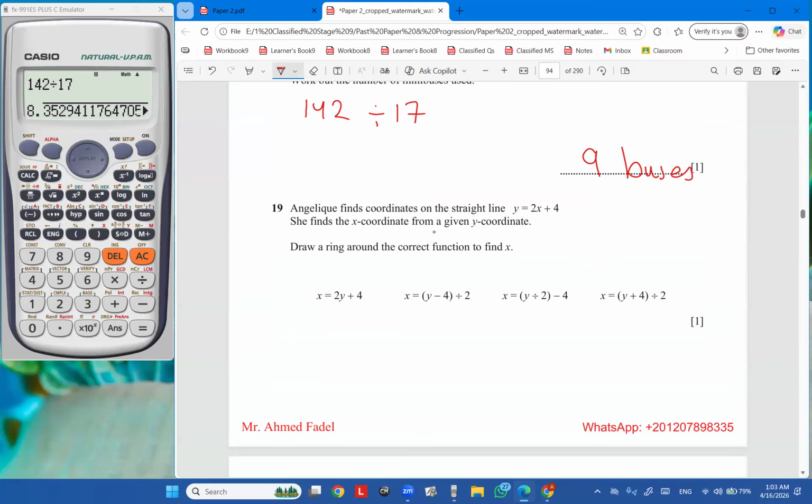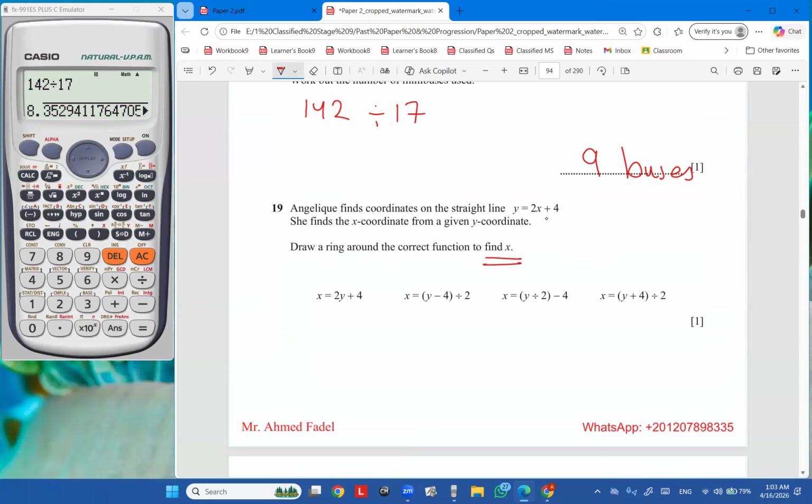Angelique finds the coordinates on the straight line y equals 2x plus 4. She finds the x coordinate from a given y coordinate. Draw a ring around the correct function to find x. This is just another way of saying to make x the subject.